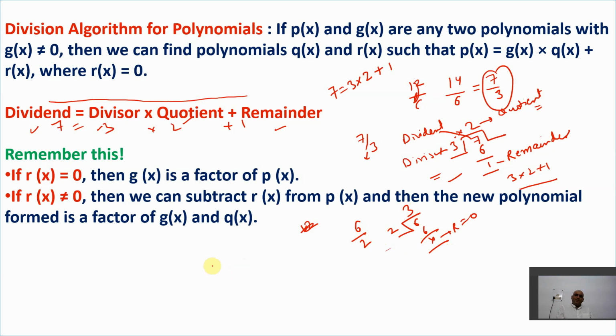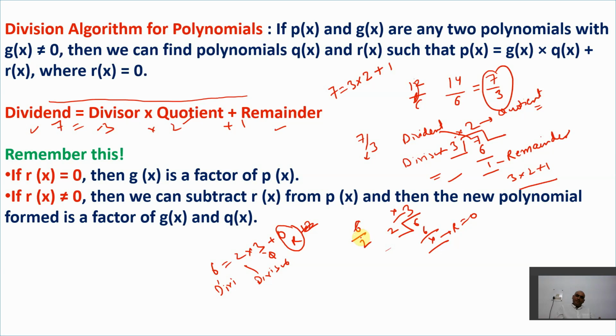Now I can write this 6 as 2 into 3, which I have done right now, plus 0. And this 6 is the dividend. This is the divisor. This is the quotient. This is the remainder. See, the remainder has become 0. That signifies this number perfectly divides this number.